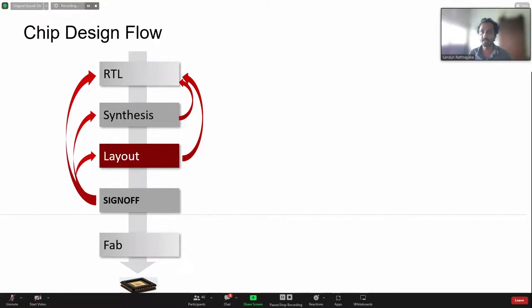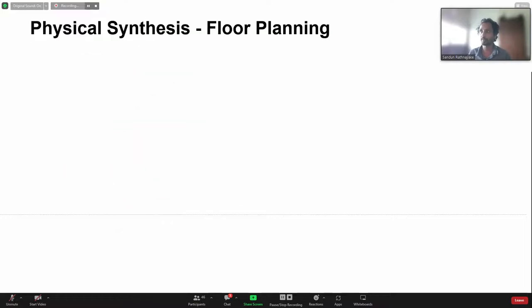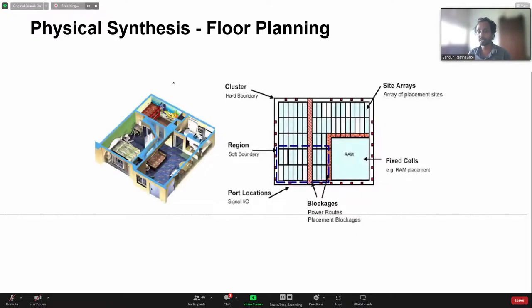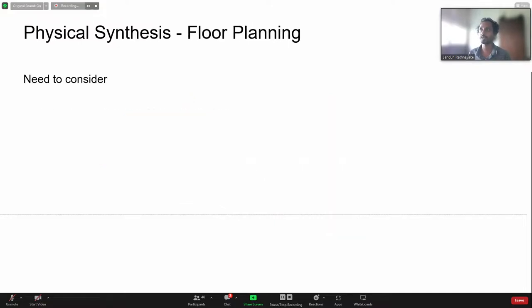But still engineers can guide. People can define areas, like this module should come in this area. This module has pins connecting to the outside world, so it should come to the boundary. For example, we can mark that this is a RAM. There will be a lot of connections, so don't place any component in the vicinity. We can add some blockages to keep allocations for routing. Similarly, we can guide in some ways, but the tools can automate the rest. Okay.